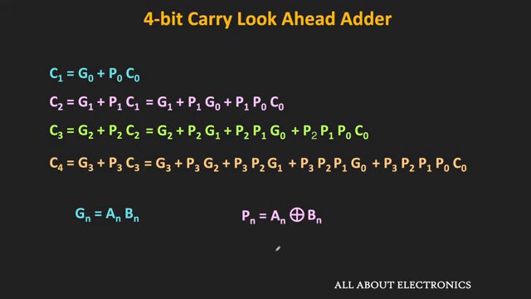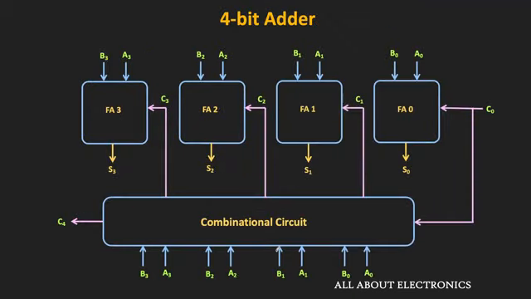If you see all these expressions, they are in terms of Pn, Gn and C0. So in short, all these expressions do not depend on the carry from the previous stage. In all these expressions, Gn corresponds to An dot Bn of the nth stage, while Pn corresponds to An XOR Bn. And for each stage, these G and P can be implemented using one AND gate and one XOR gate. Overall, if we can implement these four expressions using a combinational circuit, then we can easily generate the carries for each adder.